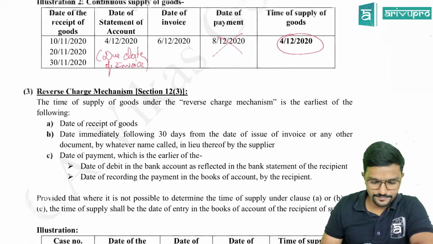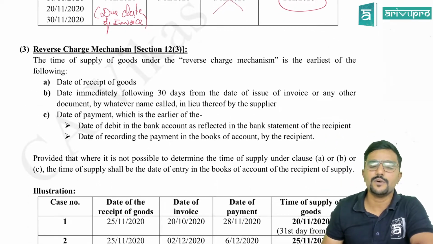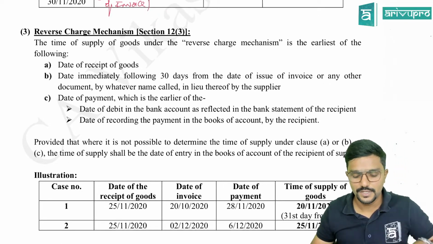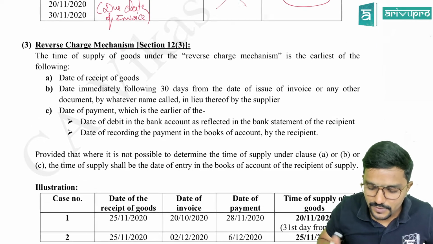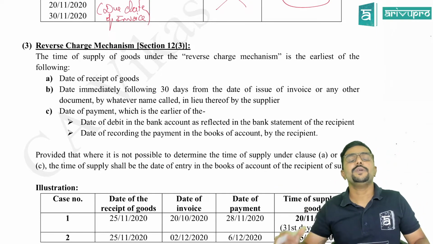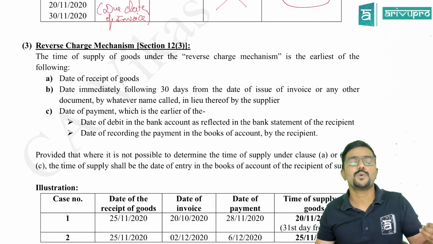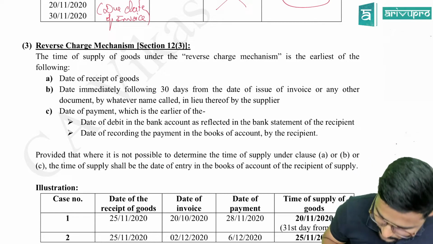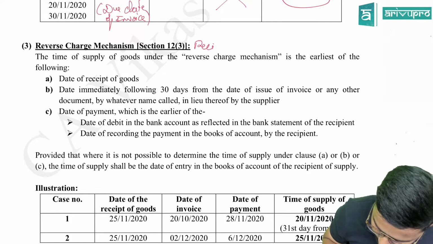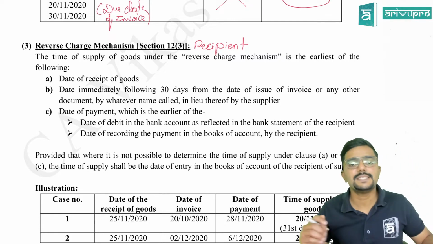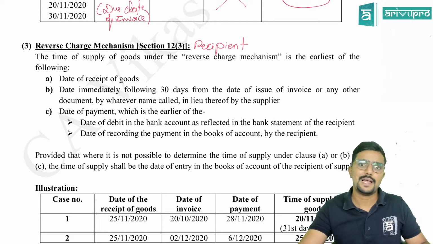Sure. We'll continue. So this is about the forward charge. Now we are going to the next subsection, which talks about reverse charge mechanism, guys. Whenever you are covering section 12 subsection 3, that is under reverse charge mechanism, you need to think from whose point of view? Recipient point of view. You need to think from recipient point of view, guys.